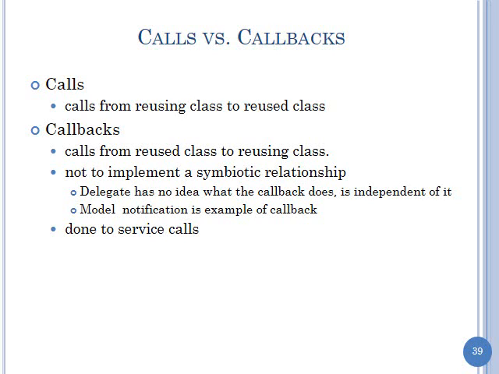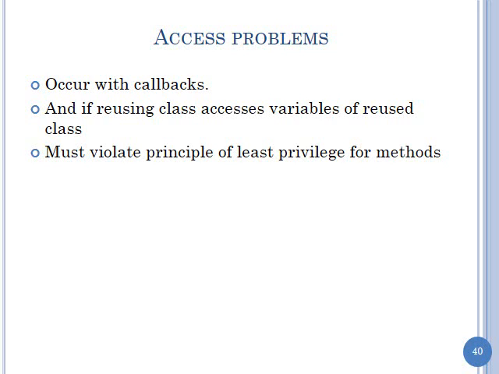And model notification is an example of callbacks. So you'll hear this term a lot, callbacks. Okay? This is done to service calls. But you have access problems occurring with callbacks. And the problems are even more if you access variables of reuse.